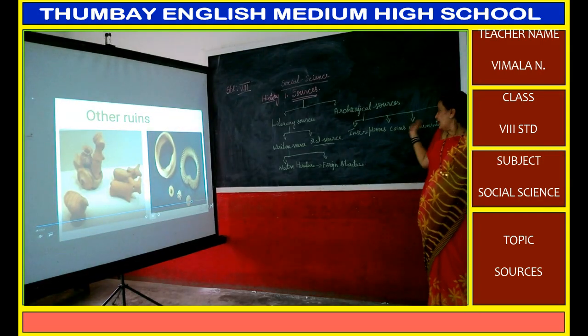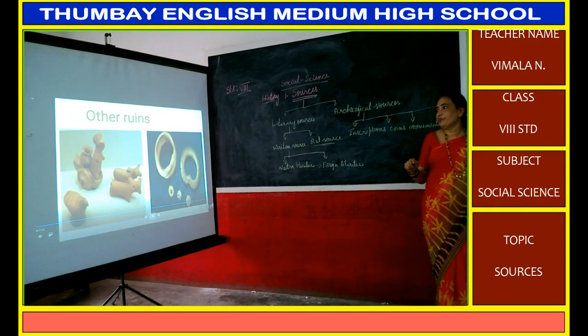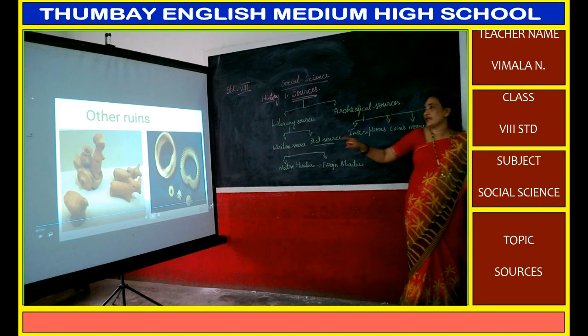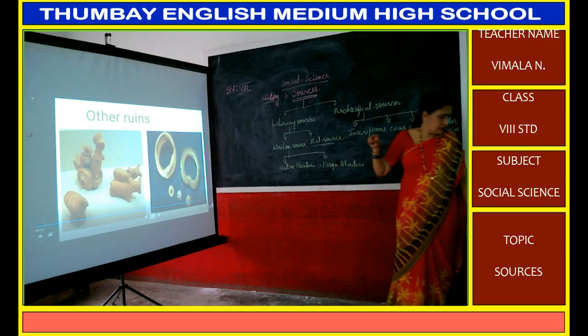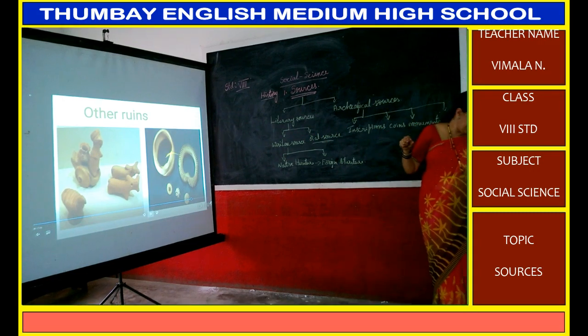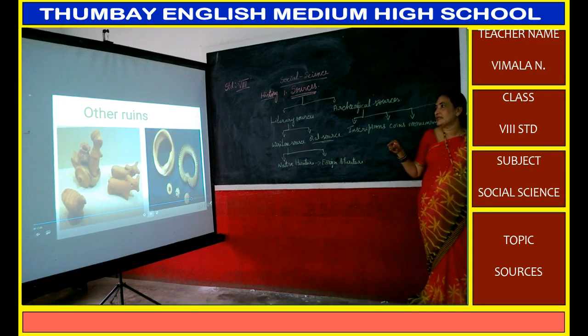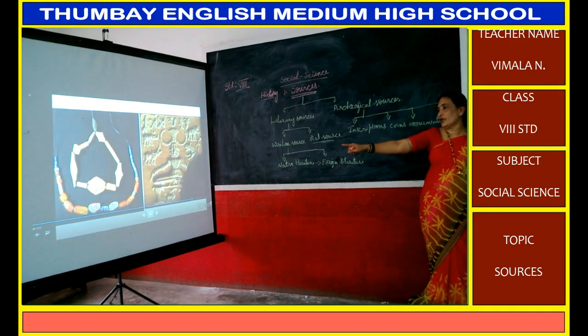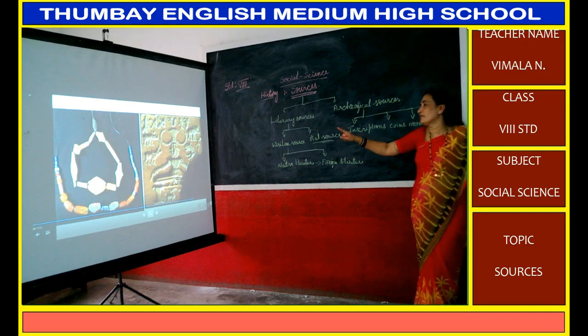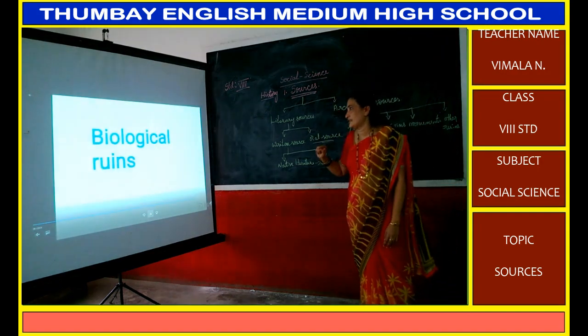Next one is the last one, other ruins. In other ruins, these are things belonging to terracotta. Some of the terracotta toys, bangles, seals and beads are other ruins. Here you are able to see some of the beads, and these are the seals. These are also famous sources.